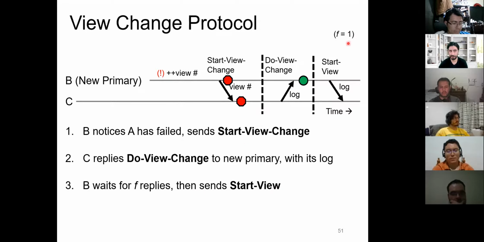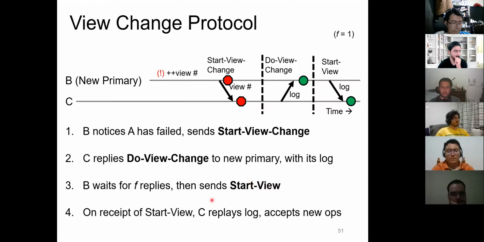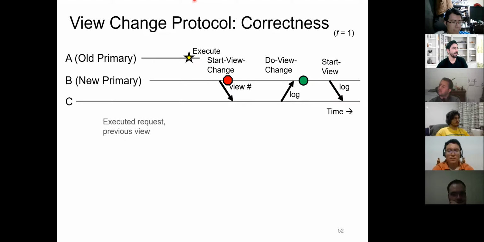In this example, F is 1. If you remember, we had 2F plus 1. It means we had 3 replicas, one of them failed. So in this case, B waits for one more replica to reply before switching to the new view. And on receipt of the start view from C, it replaces the logs and starts the new operations. So A was the old primary, now B is the new primary.